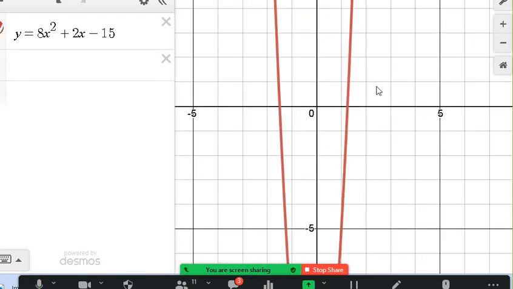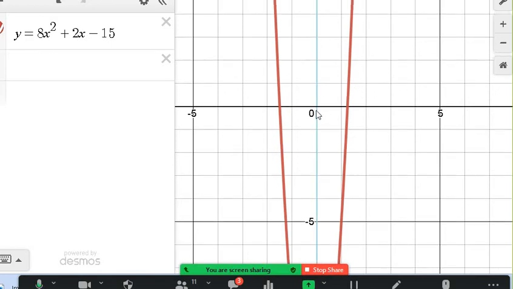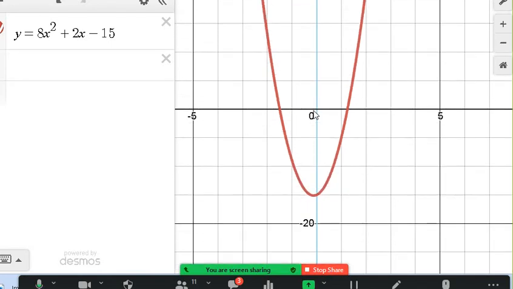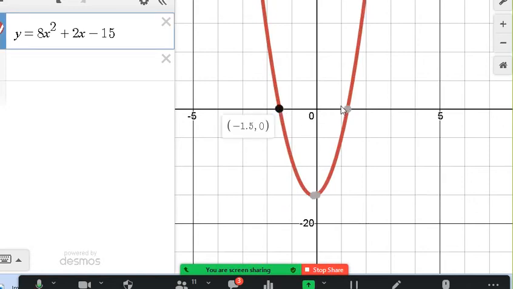And you don't need to see it perfectly. I mean, we can't see the vertex. If you're insecure about that, you can kind of mess with it. But here's your two roots. We've got a root at x equals negative 1.5 and x equals 1.25. So x equals 1.25.